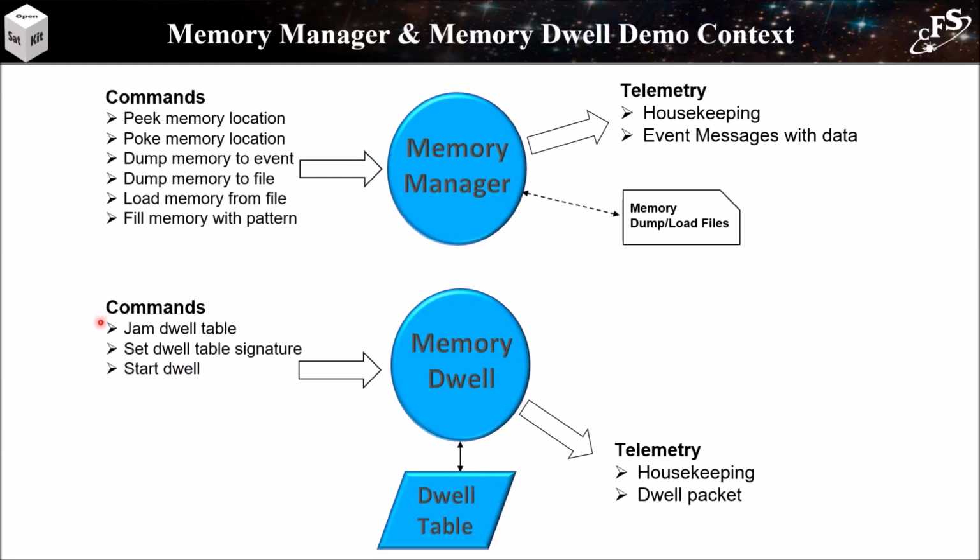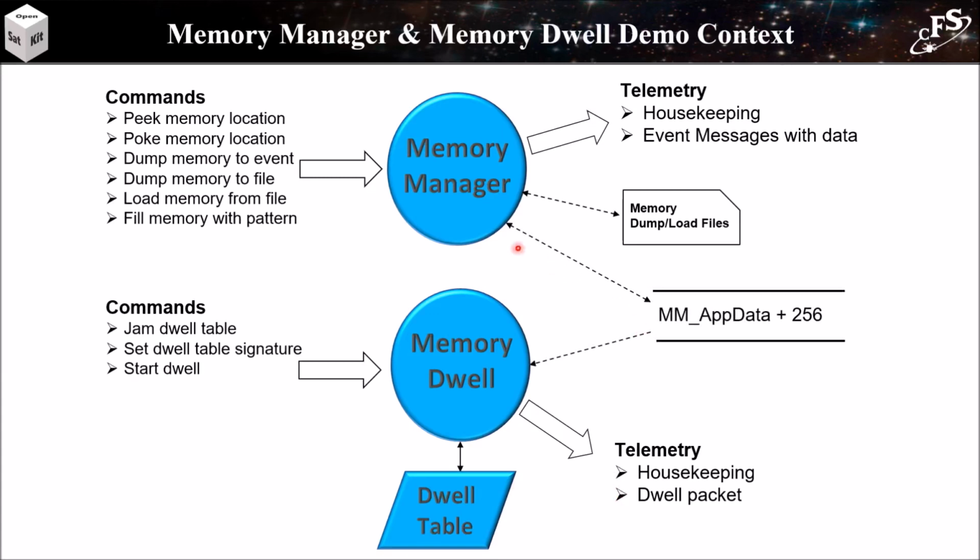We're going to jam the dwell table, which means we're going to use a command to load an entry in the dwell table as opposed to loading the whole dwell table. We're going to set the dwell table signature, and this is just a text description of what's being monitored by the memory dwell. And then finally, we'll start the dwell. On the output side, memory dwell has its housekeeping packet, and it also has the dwell packet.